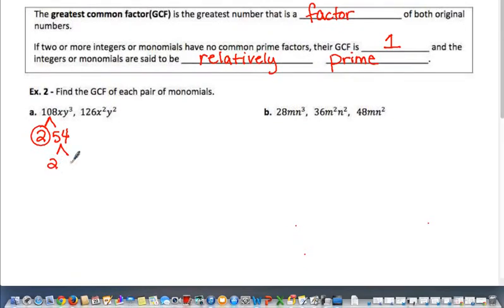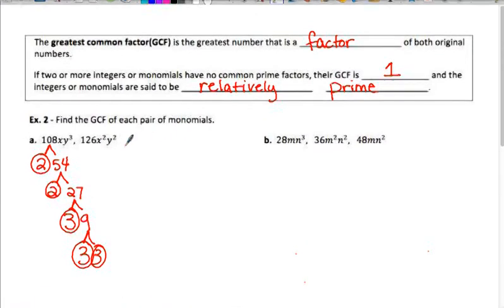I get 2 and 27. And then 3 and 9. And then 9 can be 3 and 3. Okay. So we've got both of those going. So that's my numbers. And then when I look at 126, let's do this over here just so I have more room.